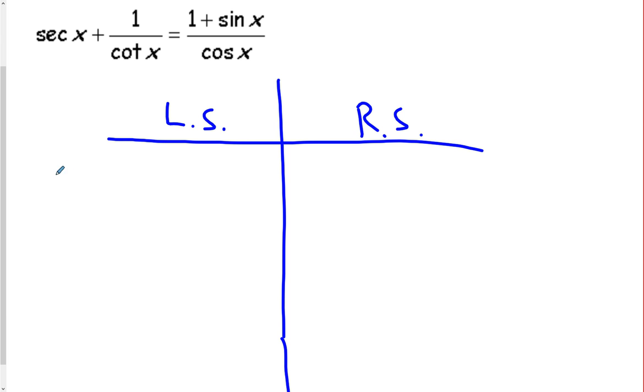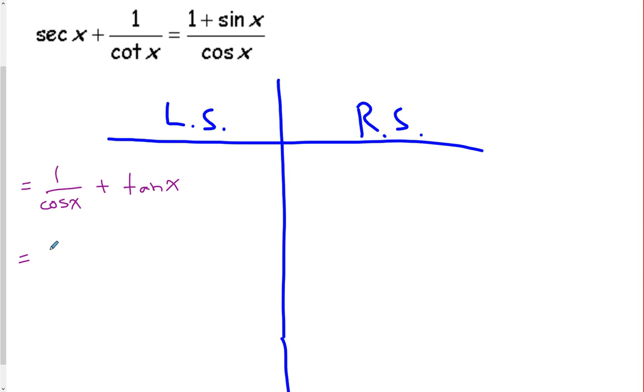So I say, okay, let's have a look at this. Secant is 1 over cosine. That's what secant is. It's just 1 over cosine. And cotangent is, or sorry, it's 1 over cotangent, so that's just tangent. Because 1 over cotangent is equal to just tangent. So, okay, I've done my first step.